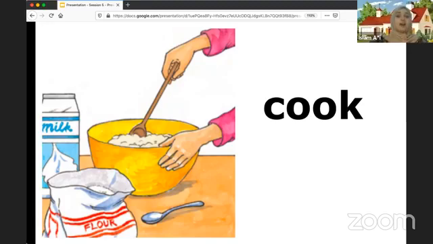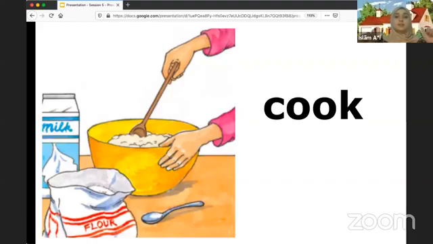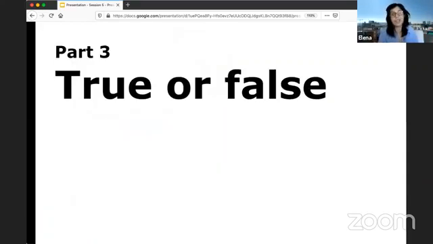She's cooking. Cook. Please repeat after me. Cook. Excellent. Okay, well, that was the last of these. Do you have other pictures? No, that's the last one.